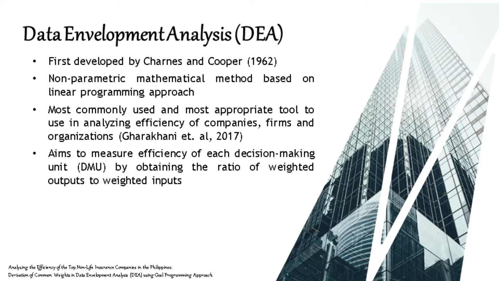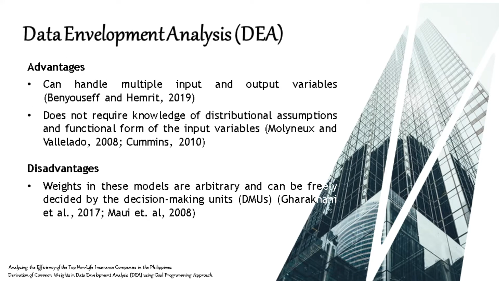companies. DEA, first developed by Charnes and Cooper, is a non-parametric mathematical method for measuring the efficiency of peer decision-making units, or DMUs, when there are multiple inputs and outputs. Based on linear programming, it is used to address the problem of calculating the relative efficiency for a group of DMUs. DEA has many advantages compared to other approaches. First is the convenience of handling multiple inputs and outputs. Second, it does not require an assumption of a functional form relating variables.